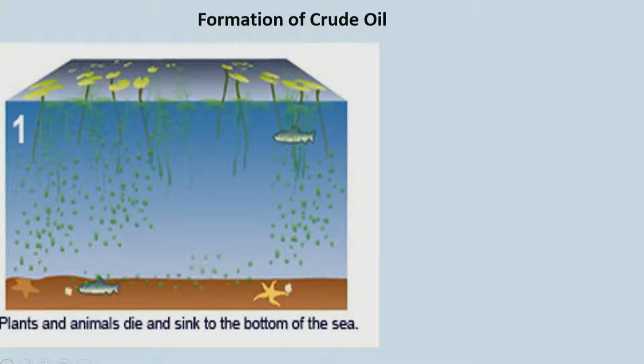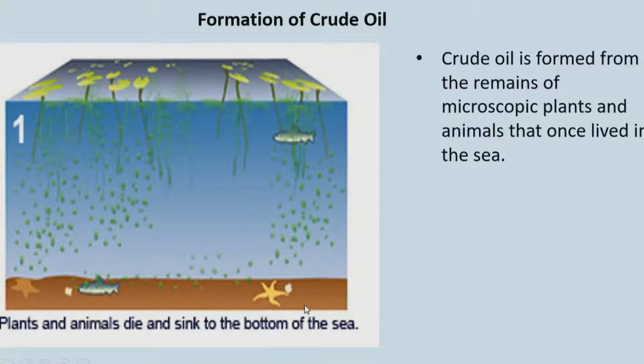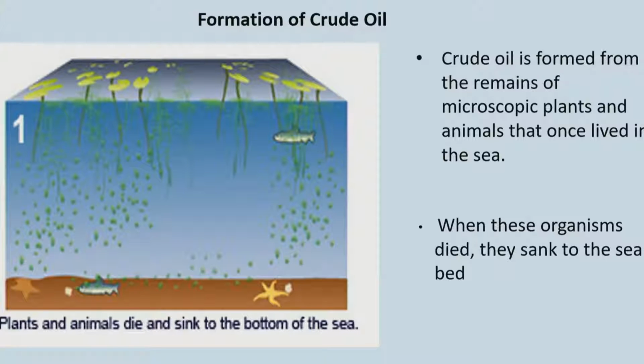So the first thing that happens that results in the formation of crude oil is that the plants and animals die and they sink to the bottom of the sea. So we've got lots of plankton, sea creatures that cannot swim against a current, and this includes algae, bacteria, and some other animals. So these are small animals, they die and they sink to the bottom of the sea. So that's the first step. And so crude oil is ultimately obtained from these microscopic plants and animals.